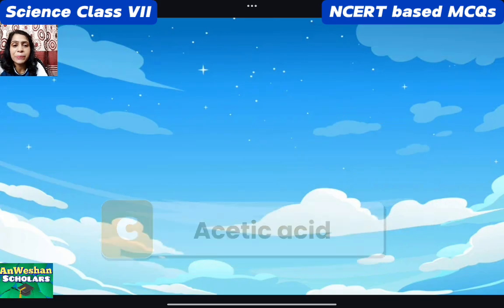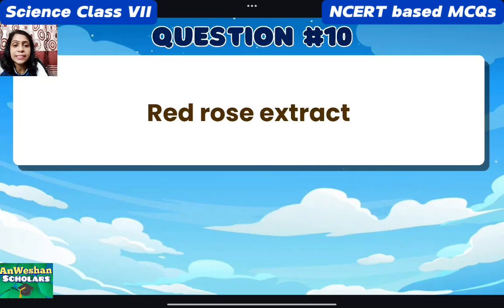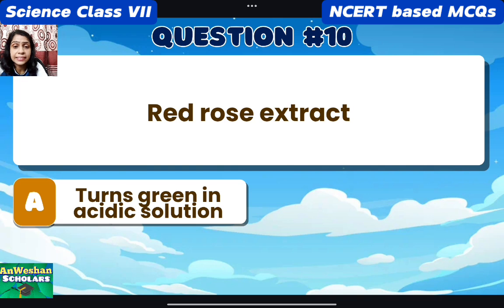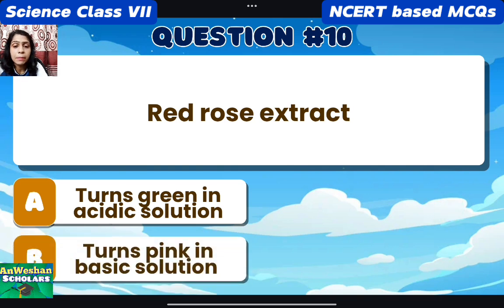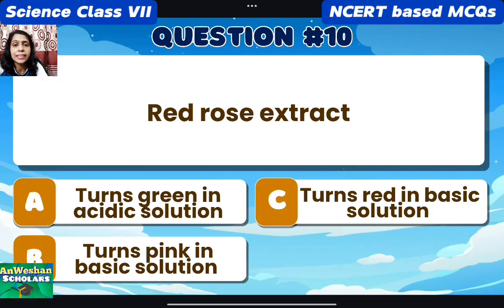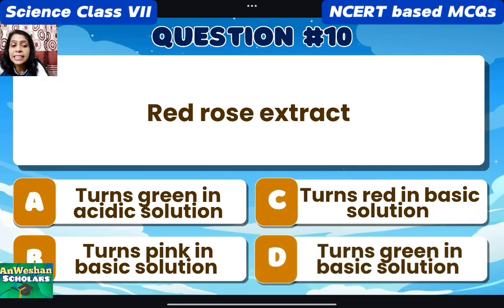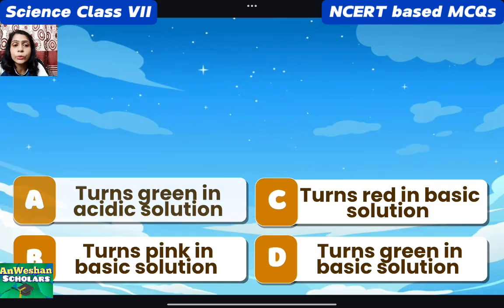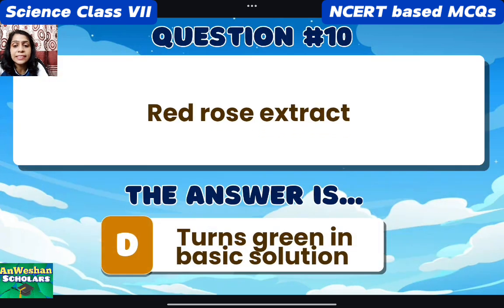Now question number 10. Question number 10 is, red rose extract turns green in acidic solution, turns pink in basic solution, turns red in basic solution, or turns green in basic solution. Always remember, in acids, red rose extract will either show reddish or bright reddish color. Not much difference between acid and neutral when you add red rose extract to it. But in base, what it does is it converts the solution into green. So the answer is D, turns green in basic solution.